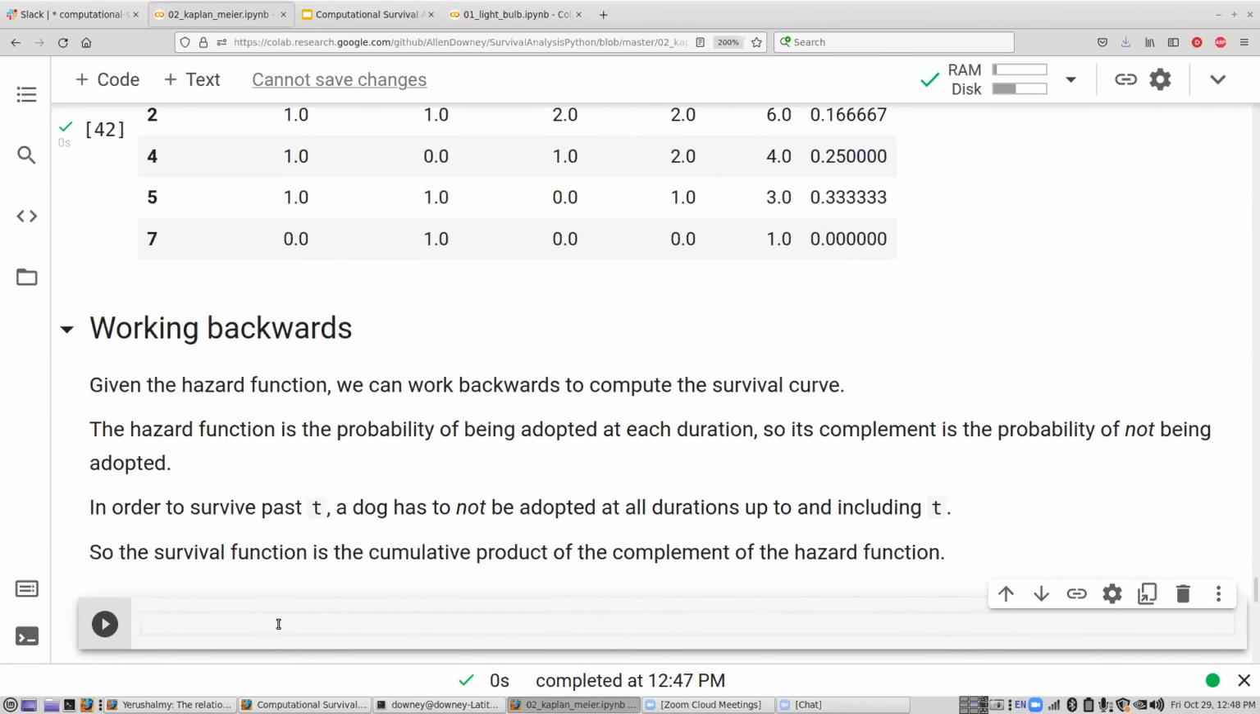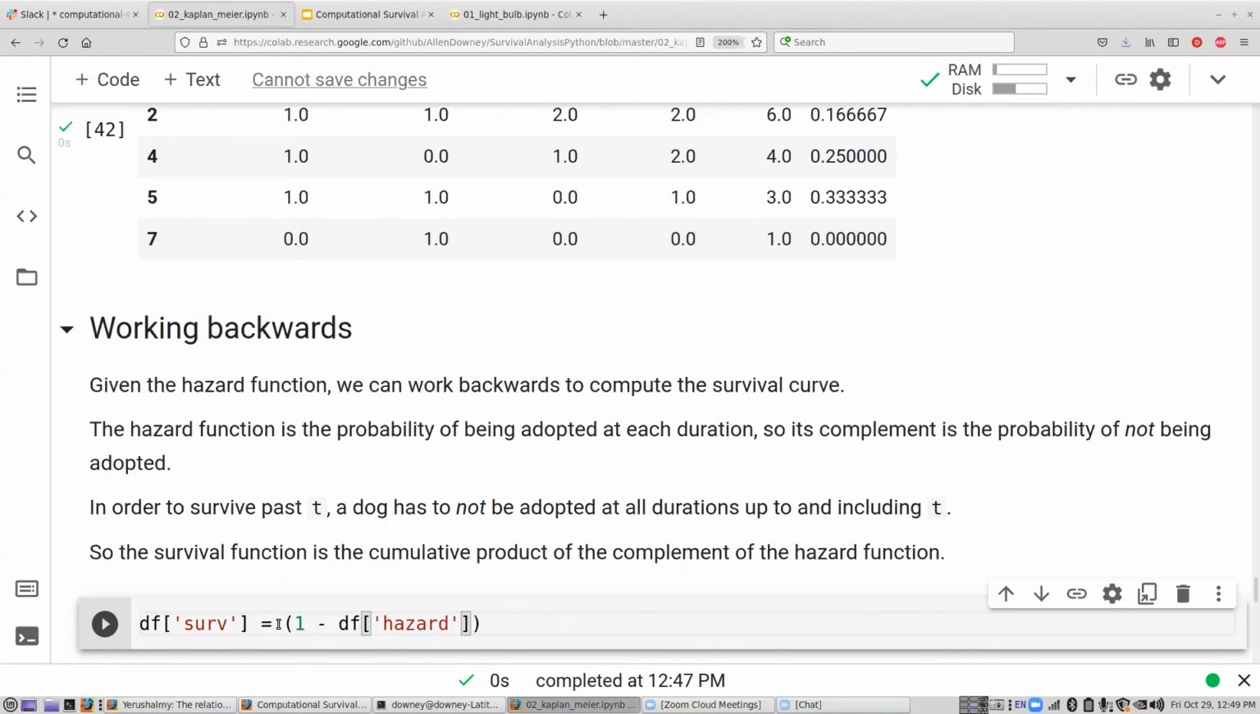So let me show you the computation, and then I'll explain why it is what it is. df bracket surv, the survival function, is going to be 1 minus the hazard function. So the hazard function tells you, if I'm alive at time t, what's the probability of dying at time t, or in this case, adoption? If I'm still in the kennel at time t, what's the probability of being adopted? So the complement is the probability of not being adopted.